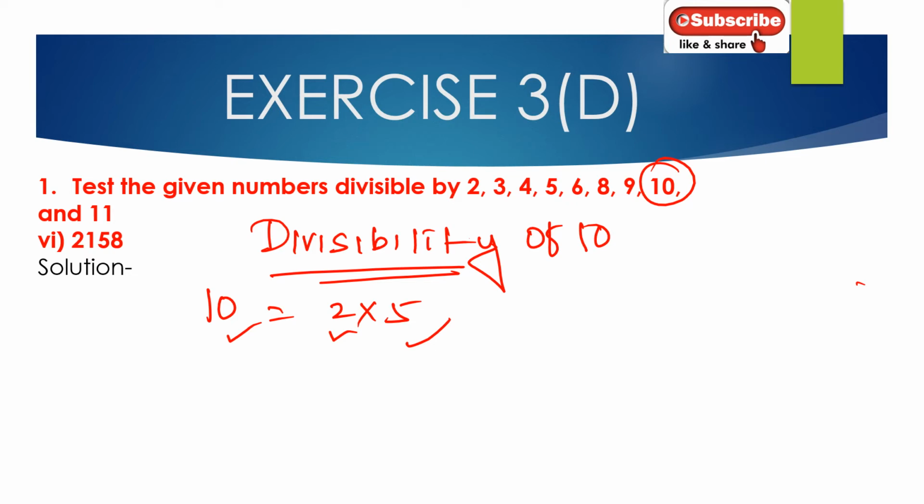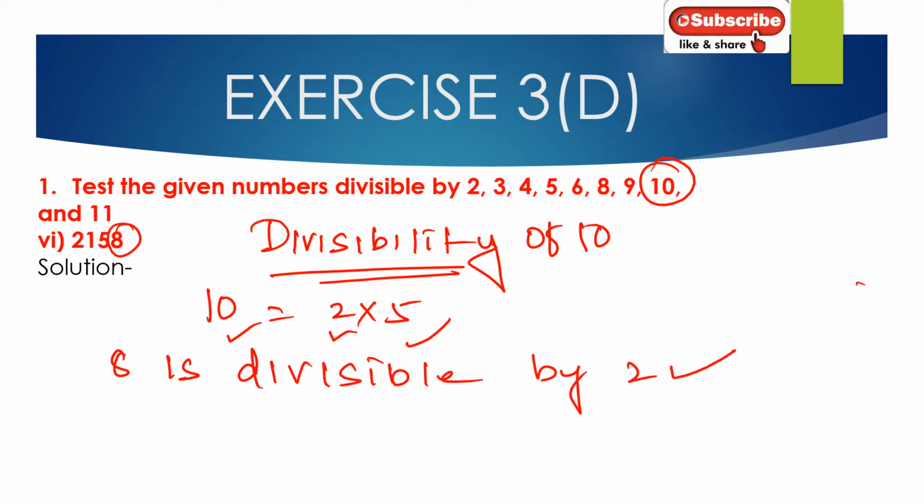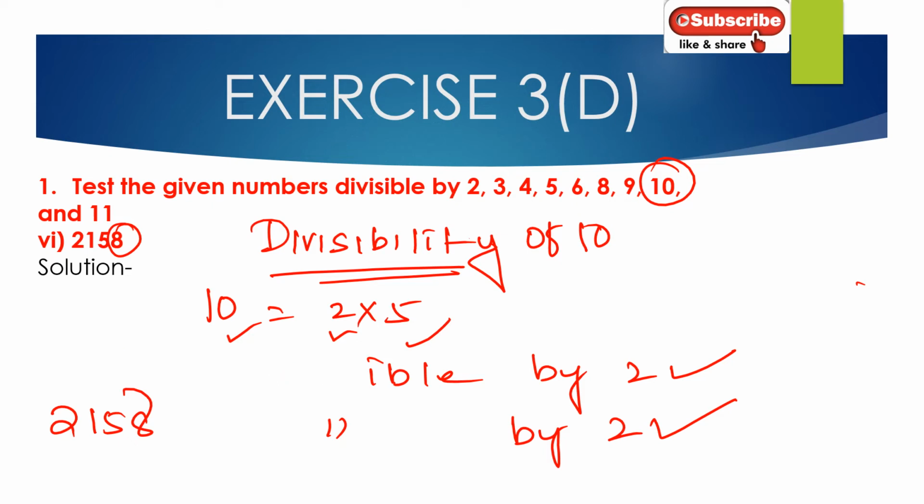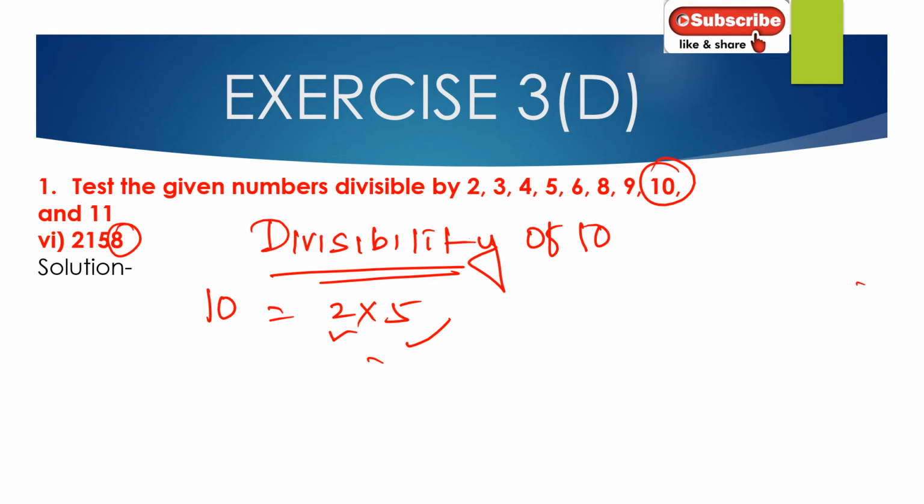First we will check whether the number 2158 is divisible by 2 or not. The last digit of the number 2158 is 8, and 8 is divisible by 2. So the number 2158 is divisible by 2. Now we will check whether the number 2158 is divisible by 5 or not.